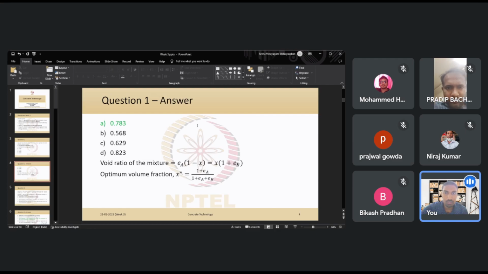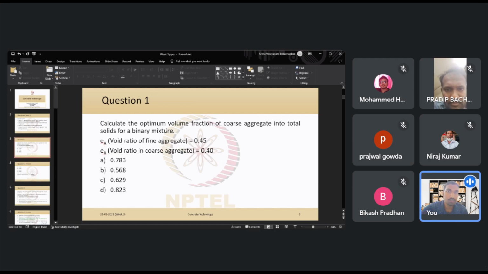So how do we get that? What we are asked is to calculate the optimum volume fraction of coarse aggregates in the total solids for a binary mixture, right? So we are dealing with a binary mixture, which contains both fine aggregate and coarse aggregate. So what do we mean by the optimum volume fraction?